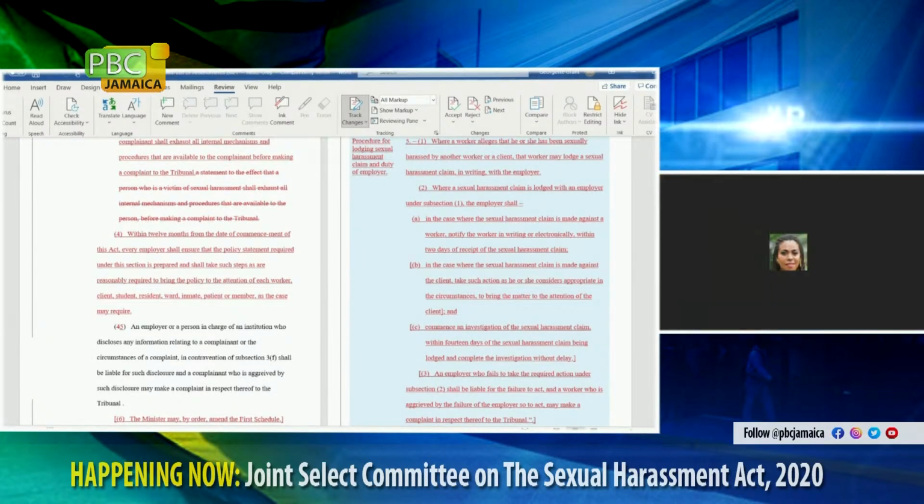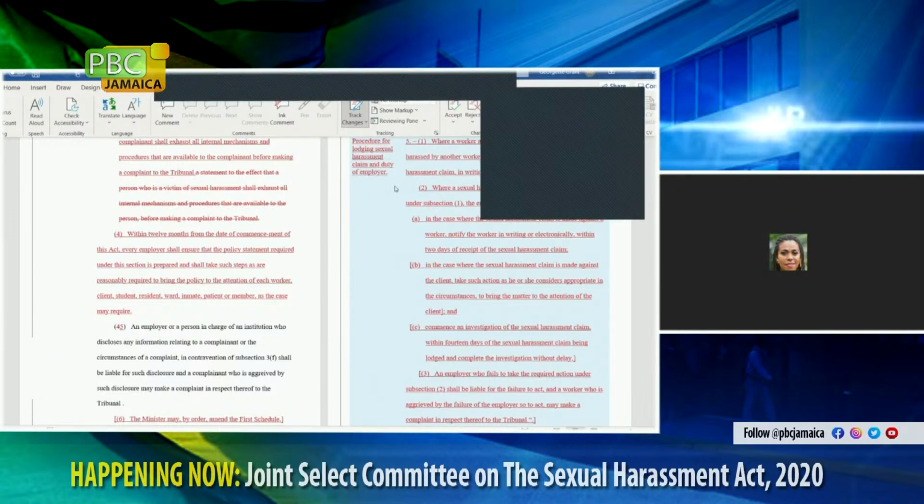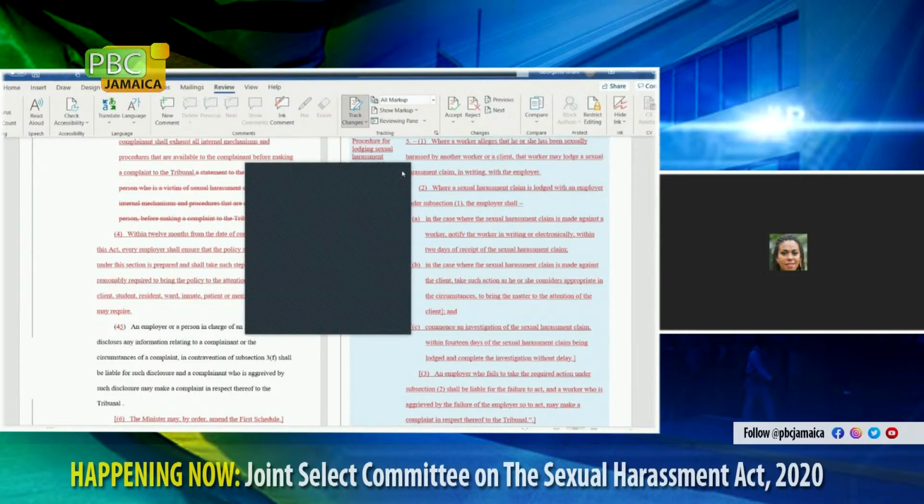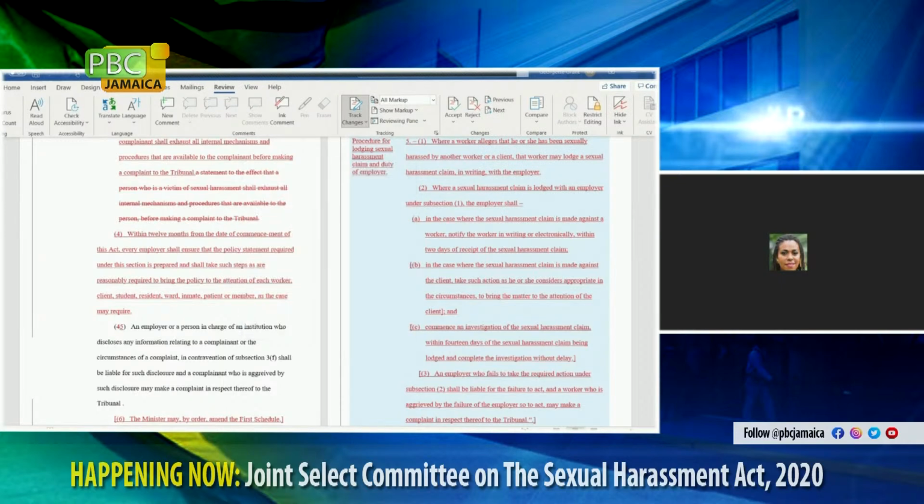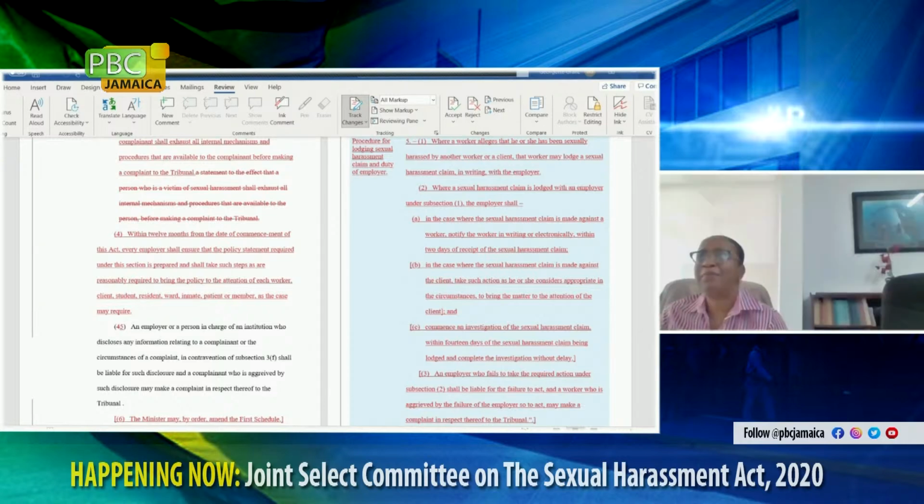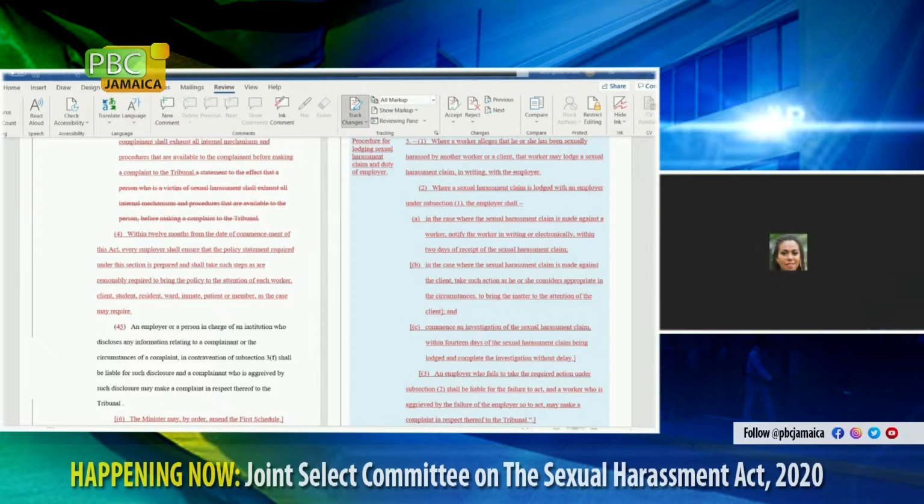Yes, sorry. Okay, 5.1, where it says, where a worker alleges that he or she has been sexually harassed by another worker or a client, does it have to be in writing? Yes. The reason I ask about the writing is, what about those who can't read and write? Remind me if there's something in the act which allows for someone else to write on someone's behalf. I can't remember.